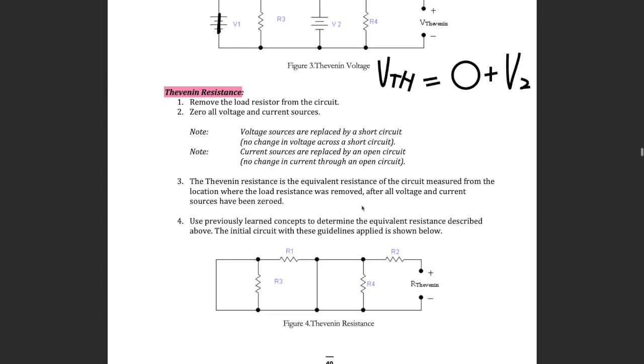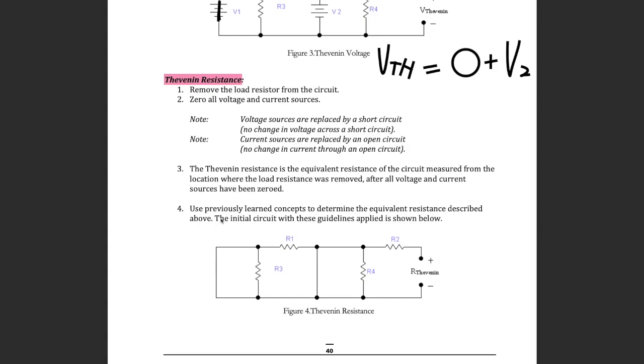Next is to find the Thevenin resistance. There are 4 steps below. First, again, we need to remove the load resistor from the circuit. Next, we need to zero all voltage and current sources. Voltage sources need to be replaced by a short circuit, and current sources are replaced by an open circuit. For the third step, the Thevenin resistance is the equivalent resistance of the circuit measured from the location where the load resistance was removed. Next, we just use previous knowledge to determine the equivalent resistance.